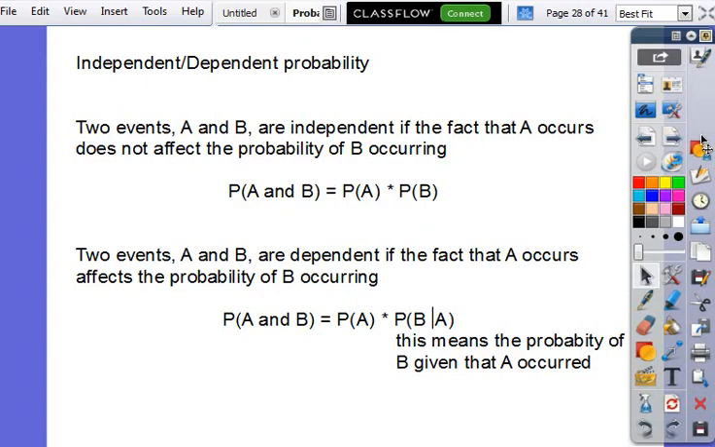All right, for independent and dependent probability. Independent means separated from each other, have nothing to do with each other. What I do on the first one has nothing to do with what happens with the second one.